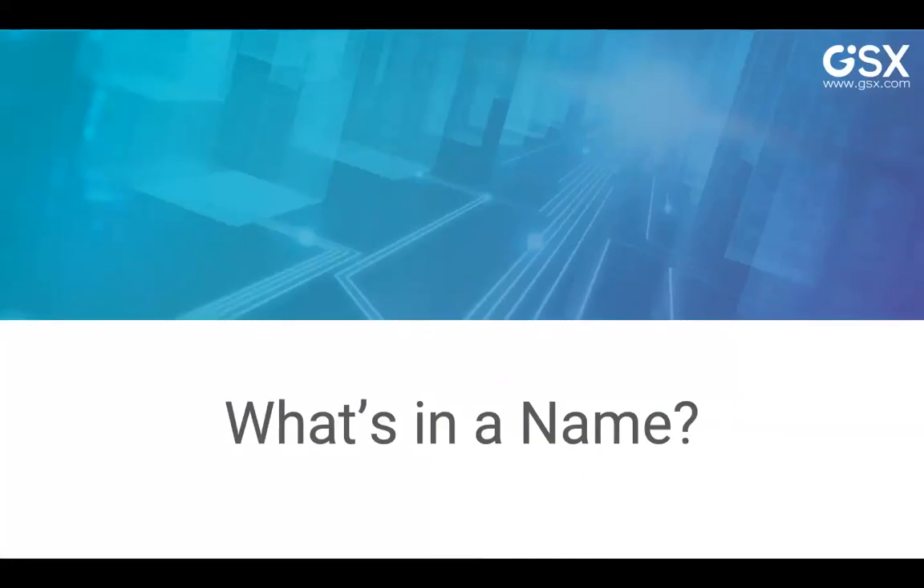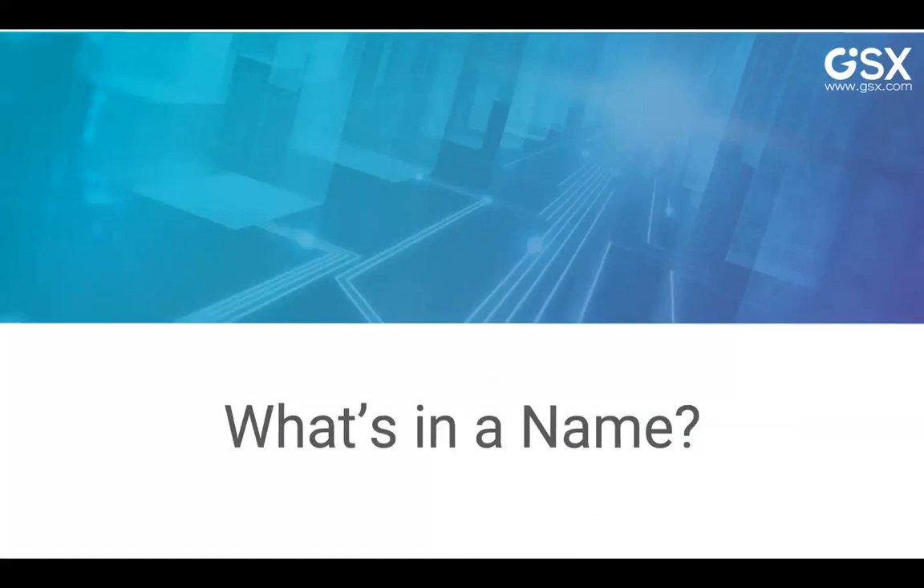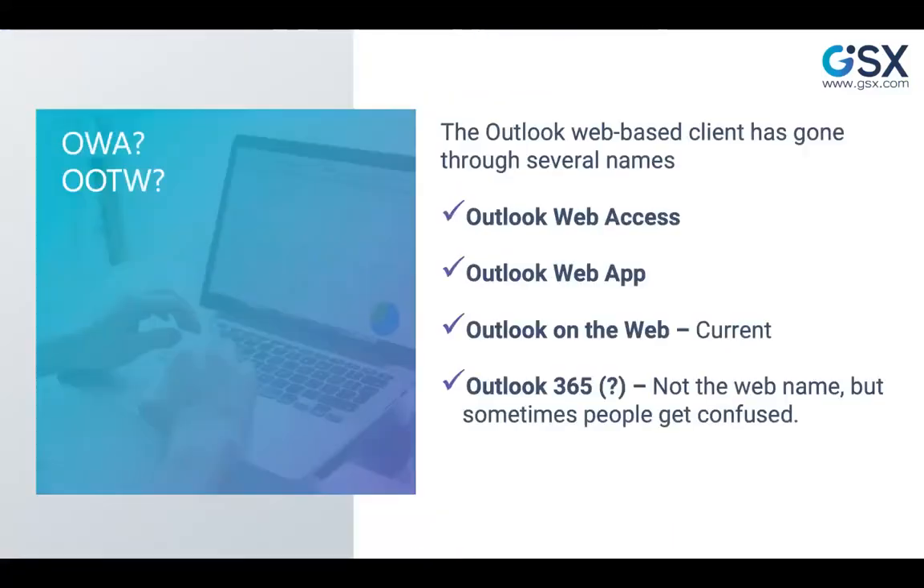So the first point here, what's in a name? I'm kind of bad at this. Technically speaking, it's no longer OA. It used to be Outlook Web Access a while back. It then became Outlook Web App. The proper current name is Outlook on the Web.